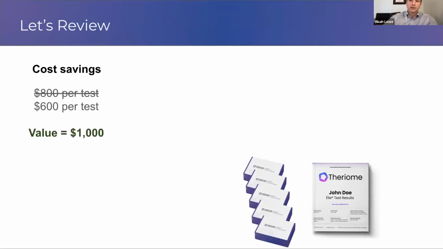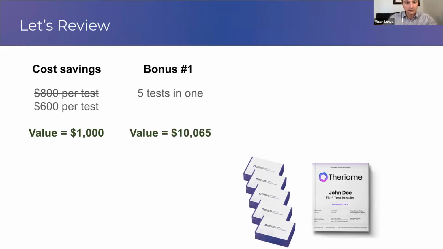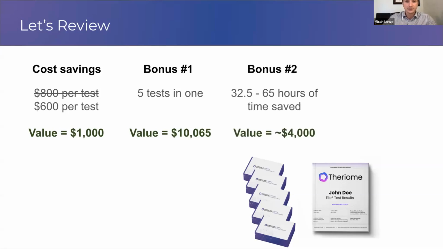Well, when we do the full launch, it's going to be $800 per test. Today, it's $600. So you're saving $1,000 when you buy 5. The first bonus, you get 5 tests in one. So like I said, it was over $2,000 to get all 5 of those tests and just to get something similar to what the Élie microbiome test that Alex created has. So that'd be $10,000.